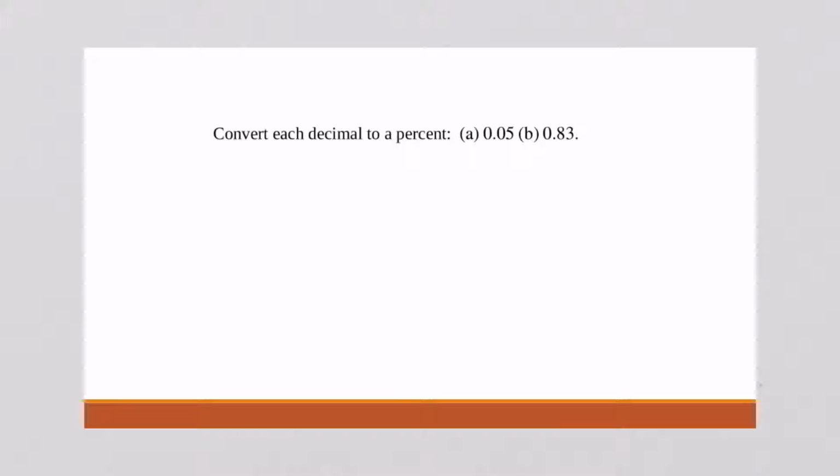Okay, so we've been converting percents to decimals. Now we're converting decimals to percents. So it would only make sense that we move that decimal to the right 2 places to turn a decimal into a percent. So on 0.05, I'm going to scoot this decimal to the right 2 places. So 0.05 turns into 5%.